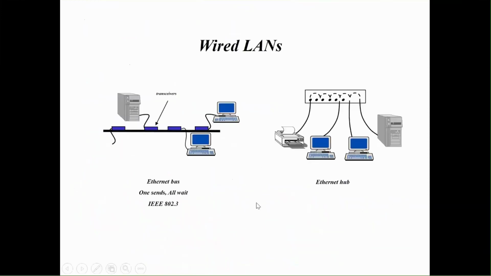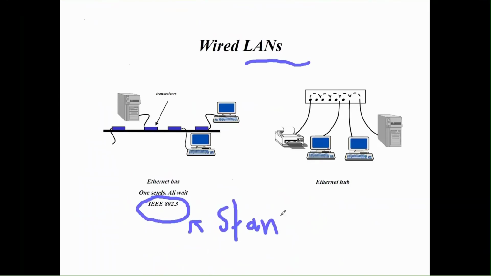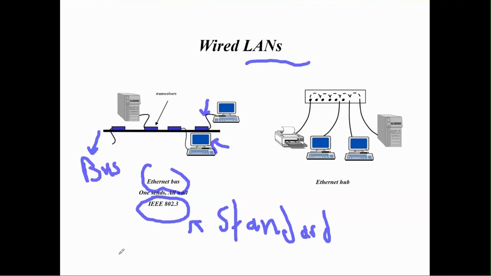So we can classify, again, examples. Oh, yes, examples of LANs. We're still talking about local area network. We have the IEEE 802.3. This is the protocol, the standard. Okay? We call this the Ethernet. Ethernet bus, you could see, they're connected to a bus. They're all connected to a bus. This black thing is called a bus. All of them are connected to it.